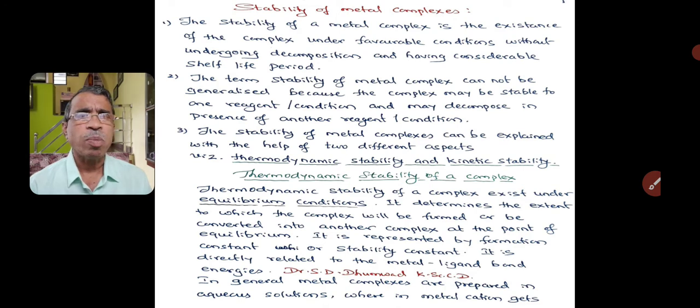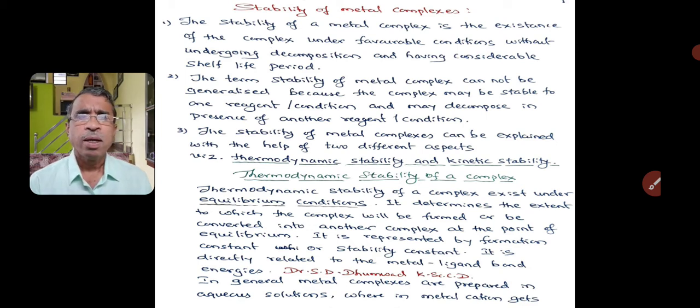Coming to the thermodynamic stability of a complex. Thermodynamic stability of a complex exists under equilibrium conditions. This is very, very important. If a system is in equilibrium, only then does thermodynamic stability come into consideration. It determines the extent to which the complex will be formed or converted into another complex at the point of equilibrium. It is represented by the formation constant, also called the stability constant, denoted by the letter K. It is directly related to the metal-ligand bond energies.